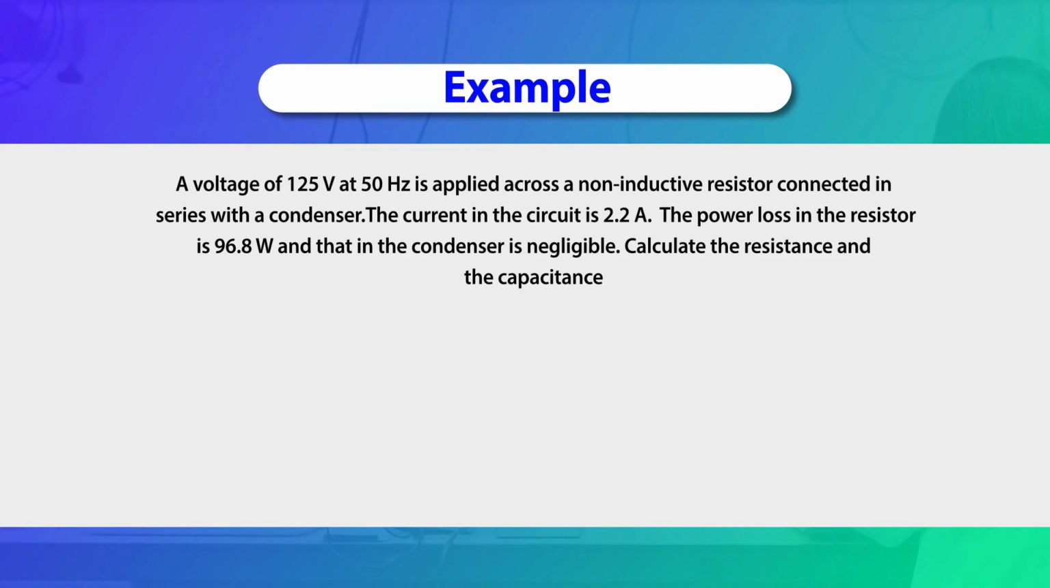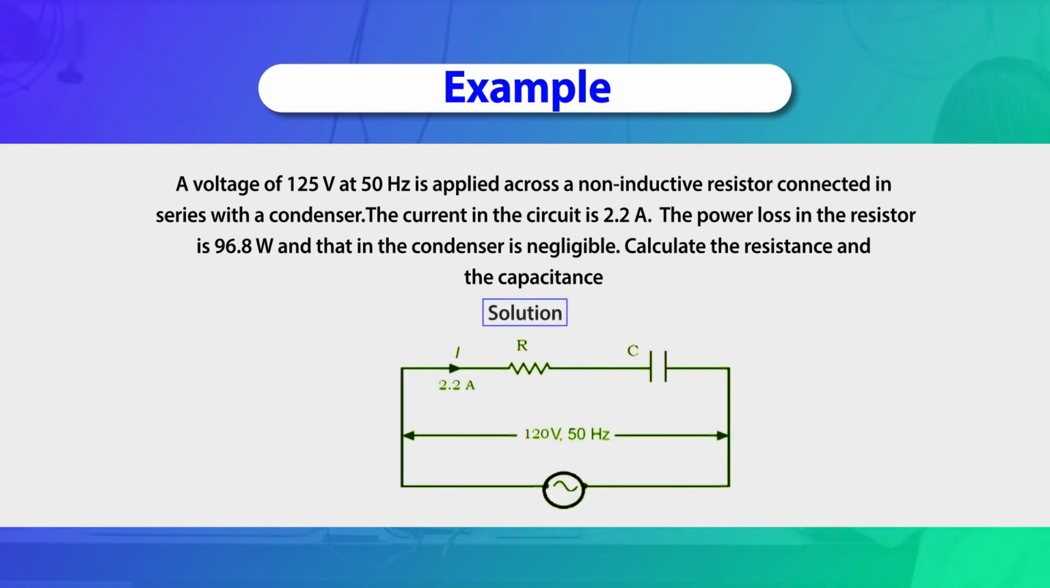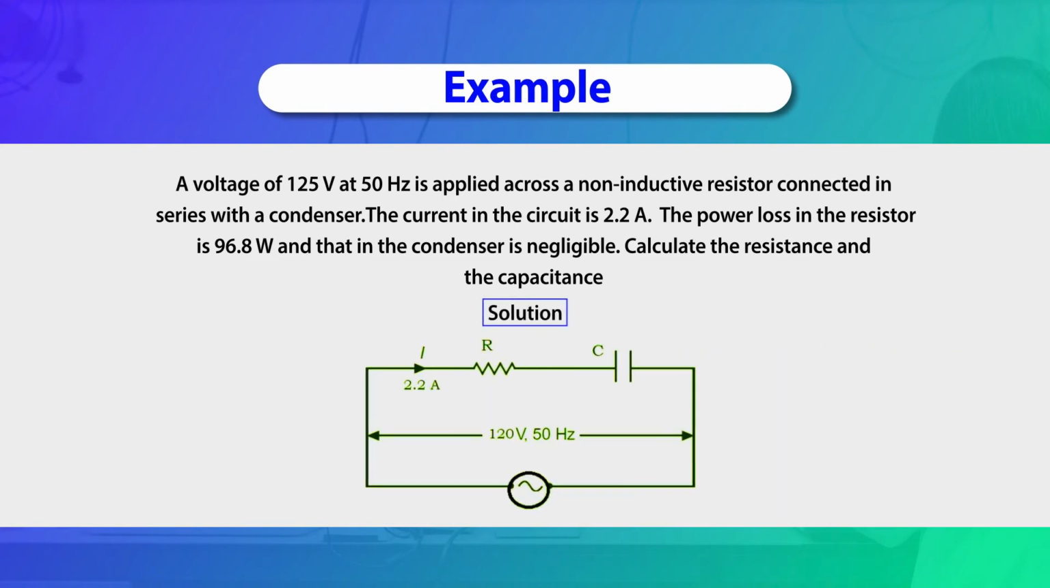So just make the diagram from the given data as shown in the figure. Here you can see that the value of current I is given, which is equal to 2.2 ampere, and because it has been said that it is a non-inductive resistance, that means a pure resistance, it can be replaced as R. And the condenser is connected. Condenser means a capacitor. So resistance and capacitance are connected in series, and a 120 volt 50 Hz supply is connected across this RC, and the value of current I is given as 2.2 ampere.